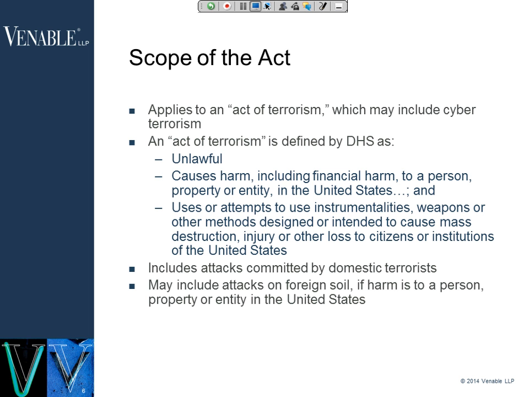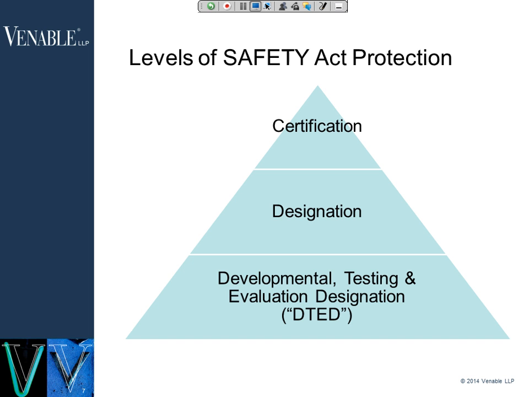So it does have extraterritorial application as well, and that it is the result of an attempt to use instrumentalities or weapons designed to cause mass destruction, injury, or loss to citizens and institutions of the United States. So that's kind of a threshold requirement that it applies there. Now, the regulations provide specifically that it's not limited to foreign acts of terrorism, but domestic acts of terrorism certainly qualify. And as I mentioned, it does have extraterritorial application depending on U.S. interests overseas. There are 3 levels of Safety Act protection, and we'll get into each of these in more detail.